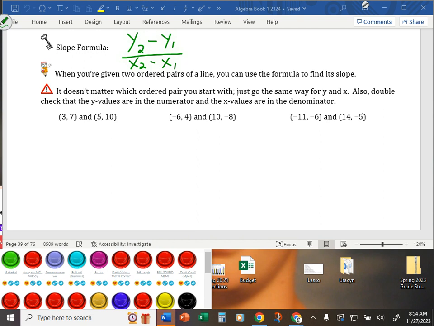However, it doesn't matter the order of these as long as you keep them consistent. Okay, y2 minus y1 over x2 minus x1 will give you the same results as y1 minus y2 over x1 minus x2, right? What you don't want to do would be something like this, y2 minus y1 over x1 minus x2. Don't do that. That would be horrible, okay? But as long as you keep your y's in the numerator and you keep the numbers consistent for how you subtract, you'll get the same result every time, okay?